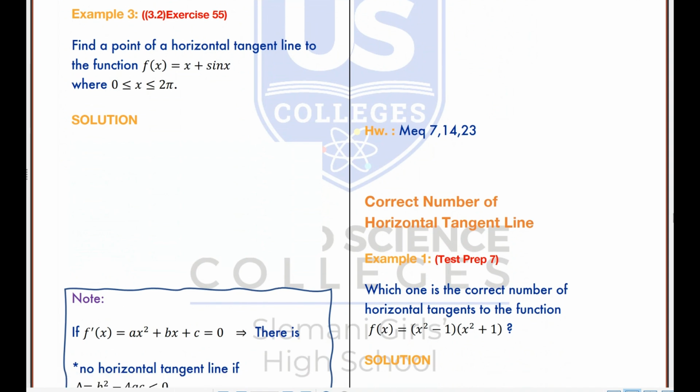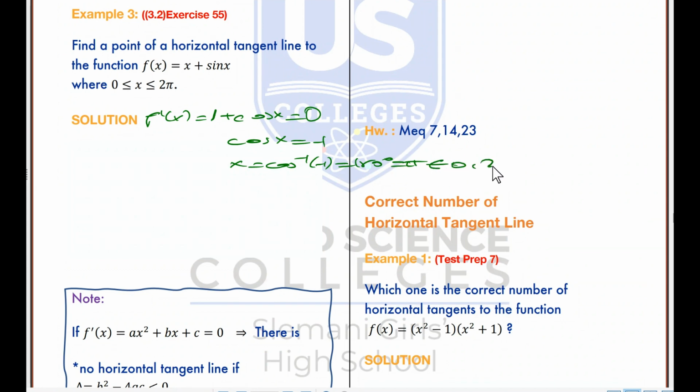Another exercise question, it has trigonometry in it. So find horizontal tangent lines. Find the derivative. The derivative of x is 1, the derivative of sine is cosine, equalize it to 0. Bring 1 over, cosine x is minus 1. So what is x? X is cosine inverse of minus 1, which is 180 degrees, which is pi, in this interval from 0 to 2 pi.